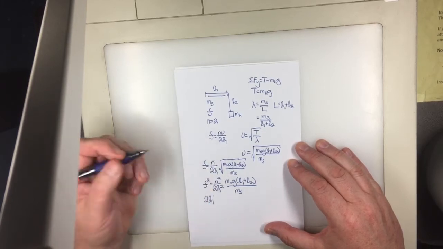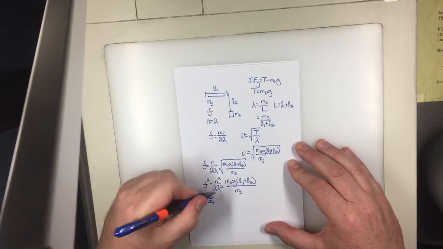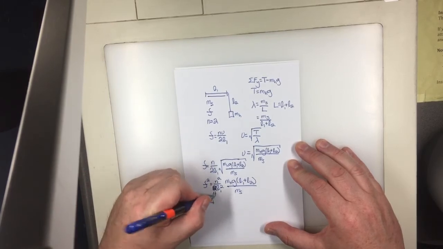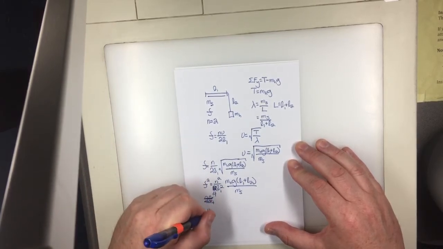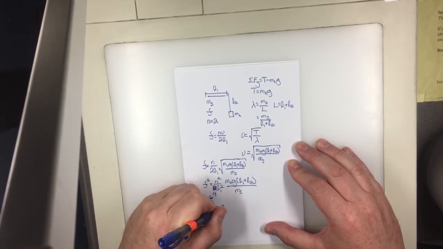In fact, there's another error. Tell me where the other error is. Should be a 4. Thank you. So 4 L1 squared F2.